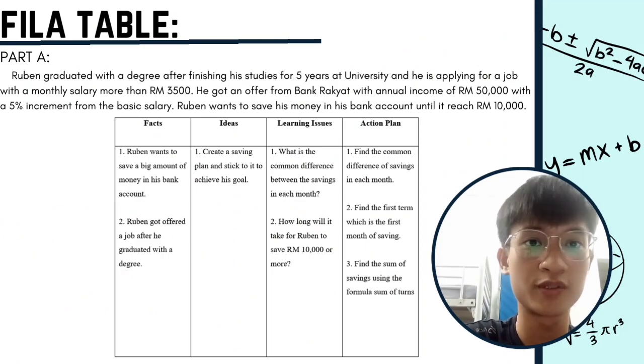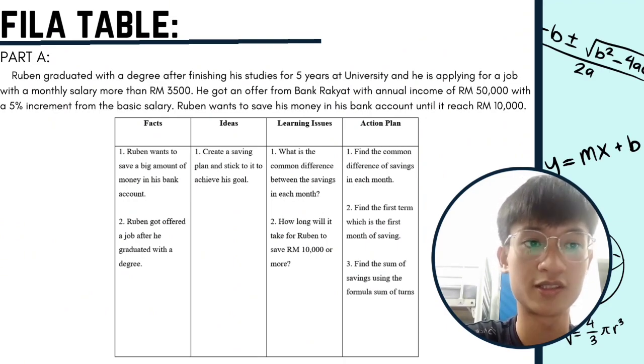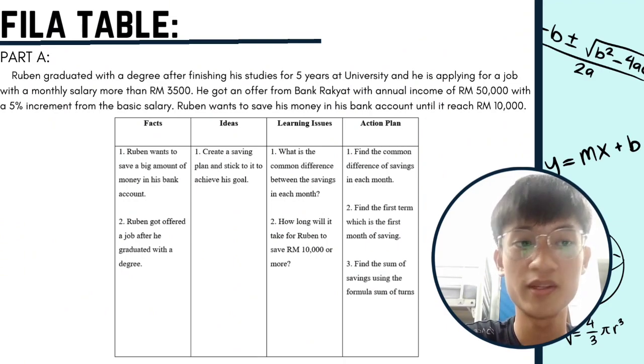And the idea for this project is that Ruben wants to create a saving plan, and he wants to stick to it to achieve his goal, which is saving 10,000 ringgit. And the learning issue in this project is what is the common difference between the saving in each month, and also how long will Ruben take to save 10,000 ringgit or more.